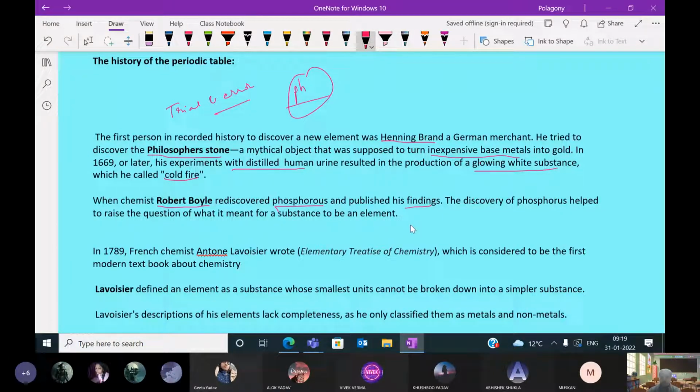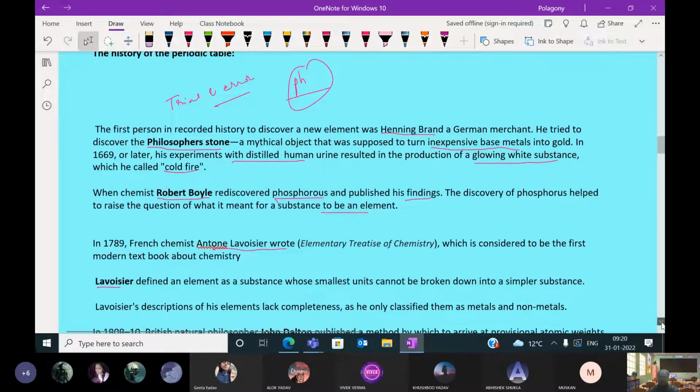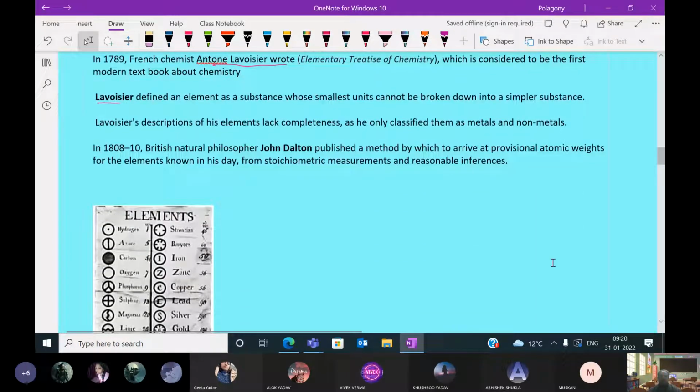The discovery of phosphorus helped raise the question of what it means for a substance to be an element. Robert Boyle described the properties of phosphorus in an elemental way, but even he could not describe what properties an element should have. Then, in 1789, the French scientist Antoine Lavoisier described what is meant by an element. Lavoisier defined an element as a substance whose smallest units cannot be broken down into simpler substances.